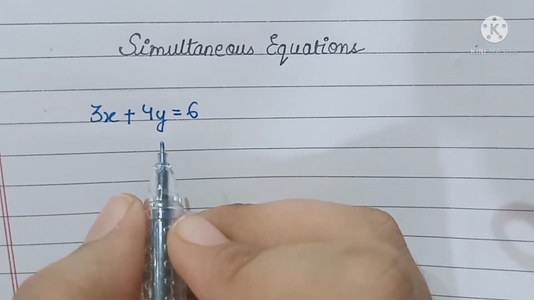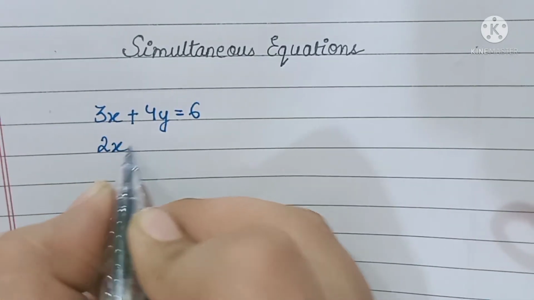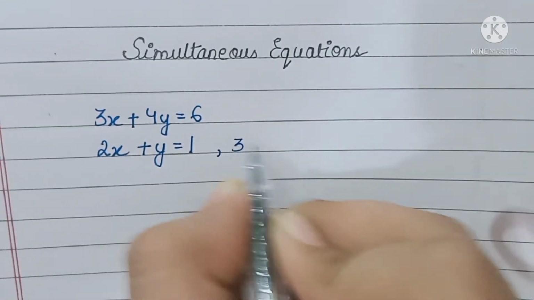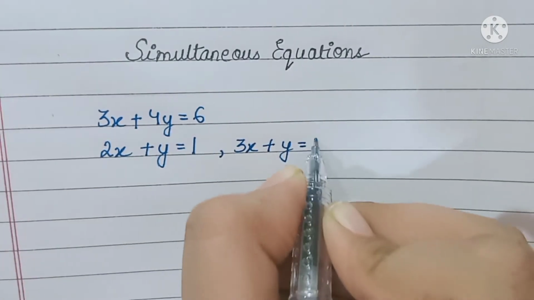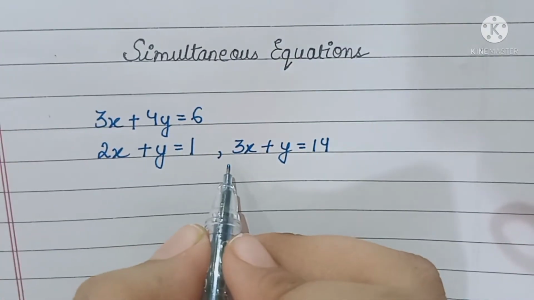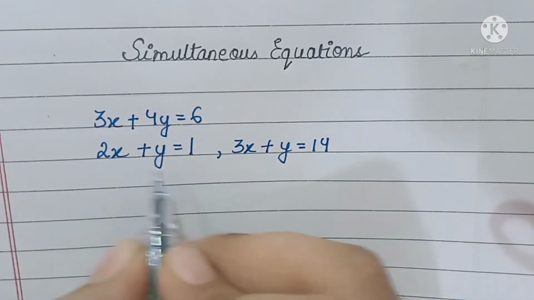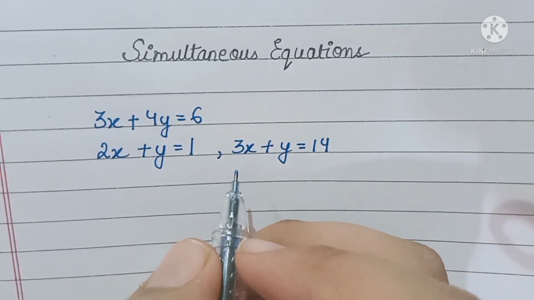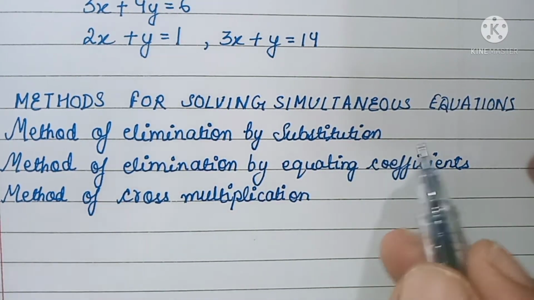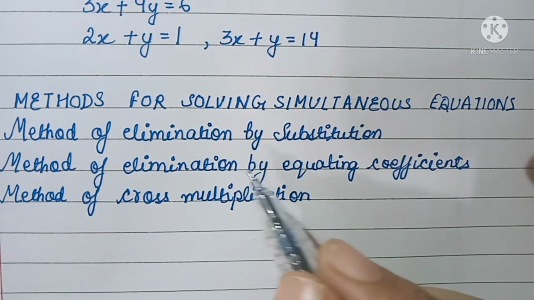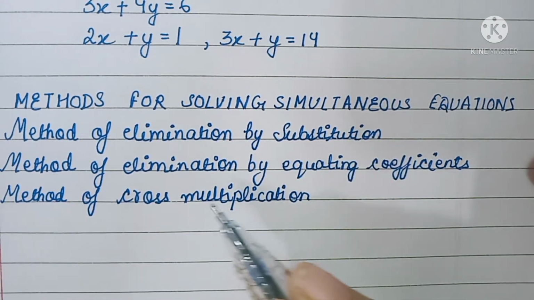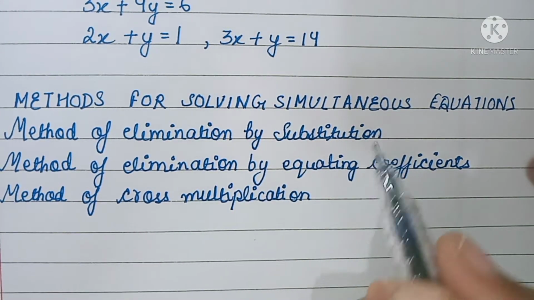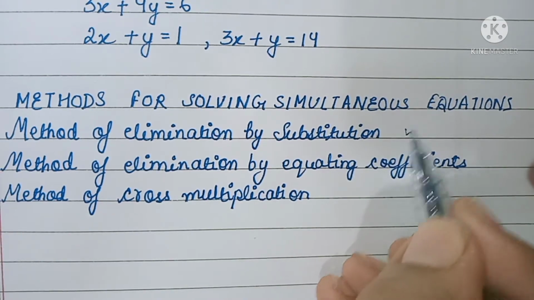Consider two linear equations. For example, 2x plus y is equal to 1 and 3x plus y is equal to 14. These two equations have the same variables, that is x and y. So together such type of equations are called simultaneous equations. There are three methods for solving simultaneous equations. First is method of elimination by substitution, method of elimination by equating coefficients, and method of cross multiplication. In this video I will tell the method of elimination by substitution.